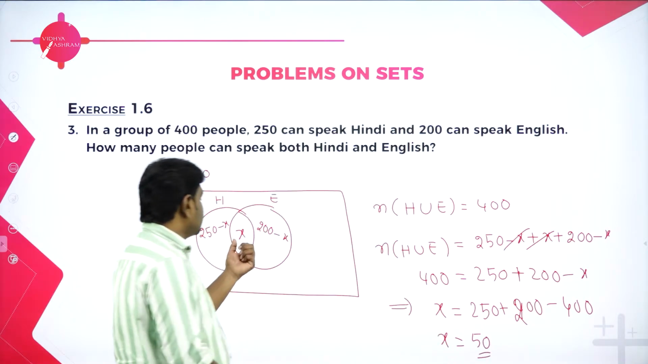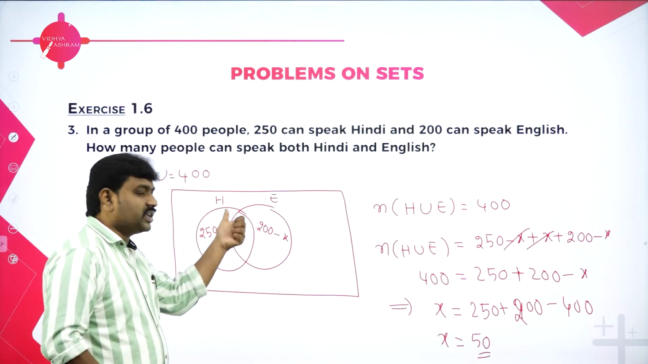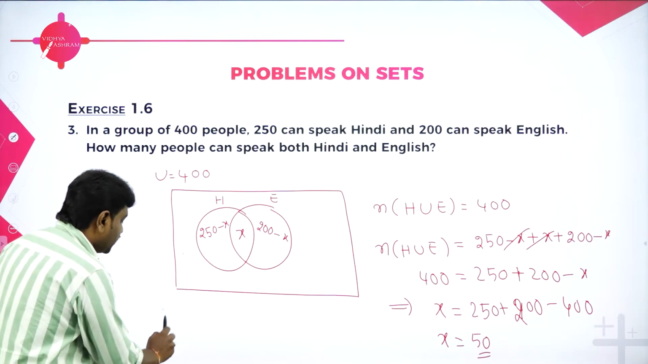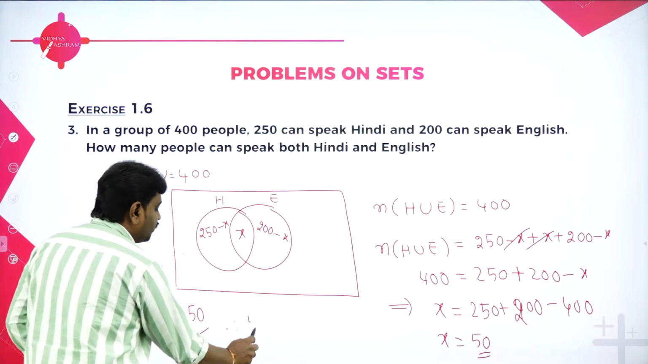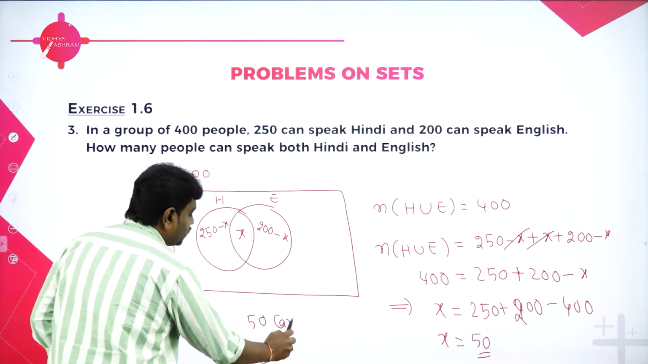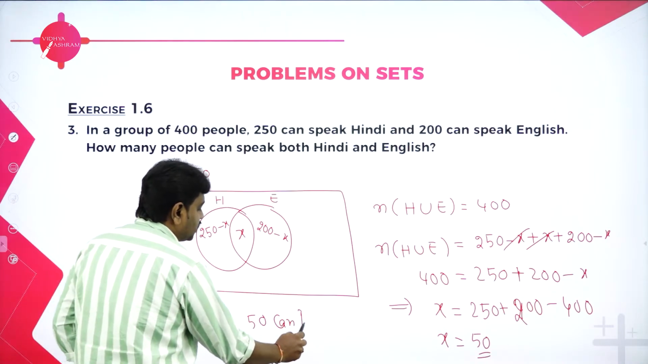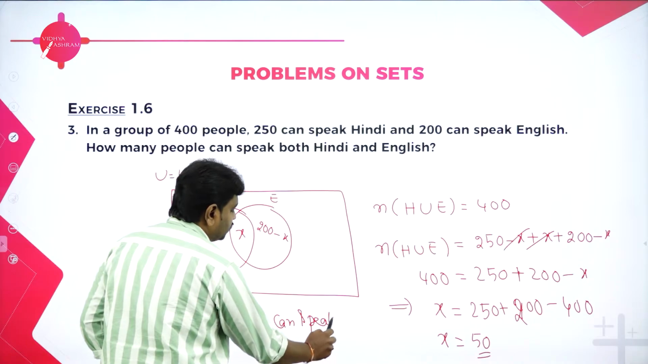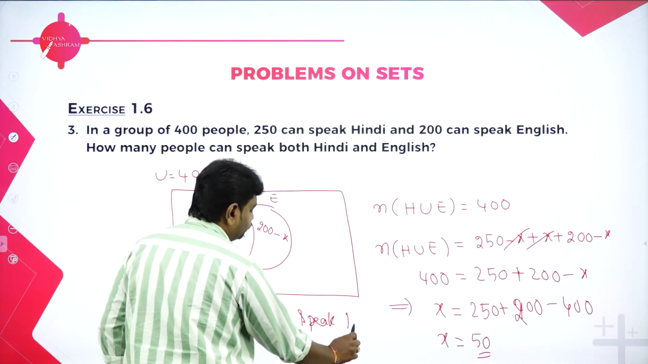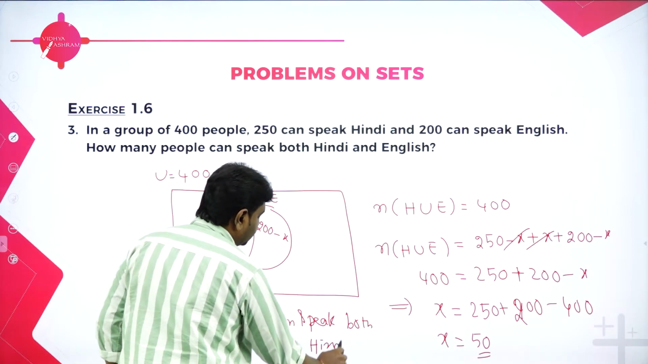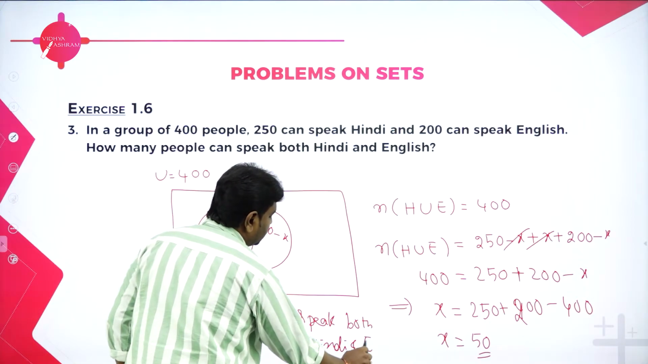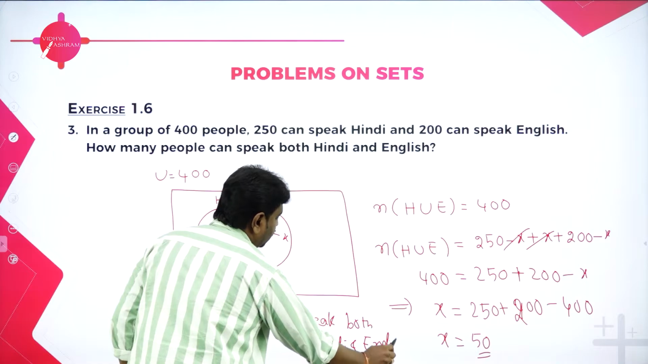So this region is what? This region is common. Common means what? Intersection. So therefore x, how much you got? X you got exactly 50. Therefore what is the conclusion? 50 can speak both. Can speak both, or 50 speak both Hindi and English. This is the Venn diagram method. I hope all of you got this.